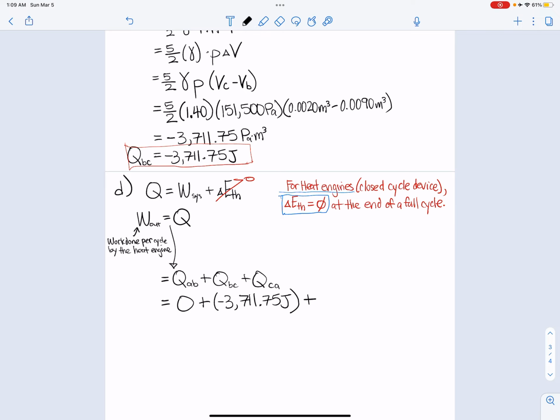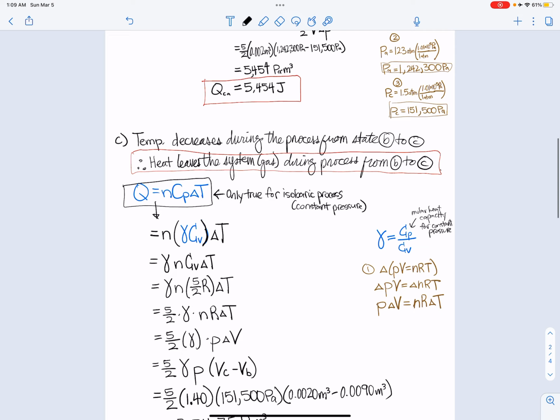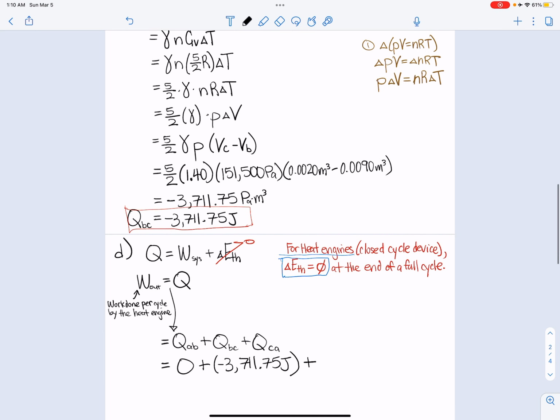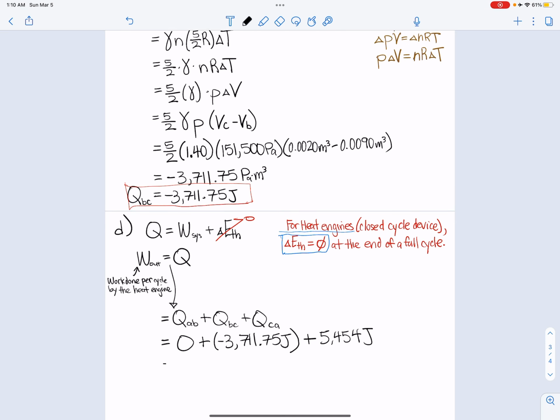Plus QCA. What is QCA? We solved that in part B. That's positive 5,454 joules, and that's the heat that was added to the gas, heat that entered the gas, right? So if you plug that in your calculator, you would get that that is equal to 1,742.25 joules. And that is the work out. That is the work done.